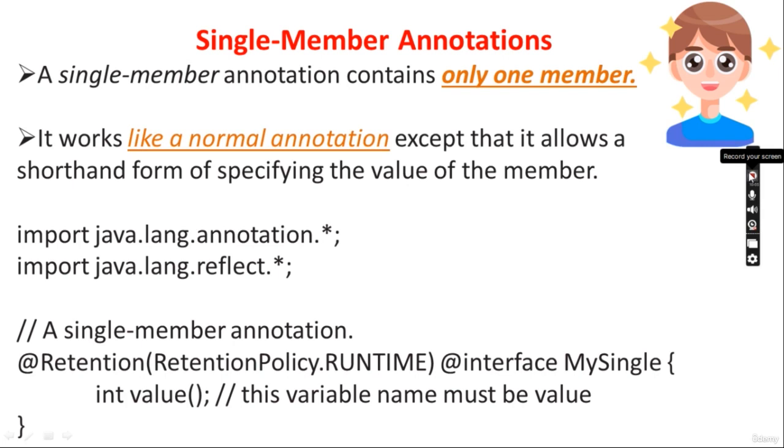Then single member annotation. A single member annotation contains only one member. It works like a normal annotation except that it allows a shorthand form of specifying the value of the member. Single member means only one member, and it is a shorthand form of specifying the value of the member. @interface MySingle with an int value. So this variable name must be value. It is the rule that it should have one member, and that one member will be the value.